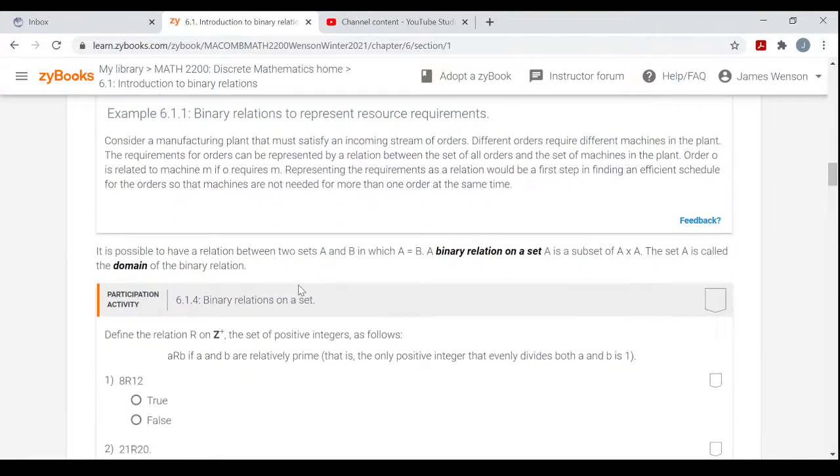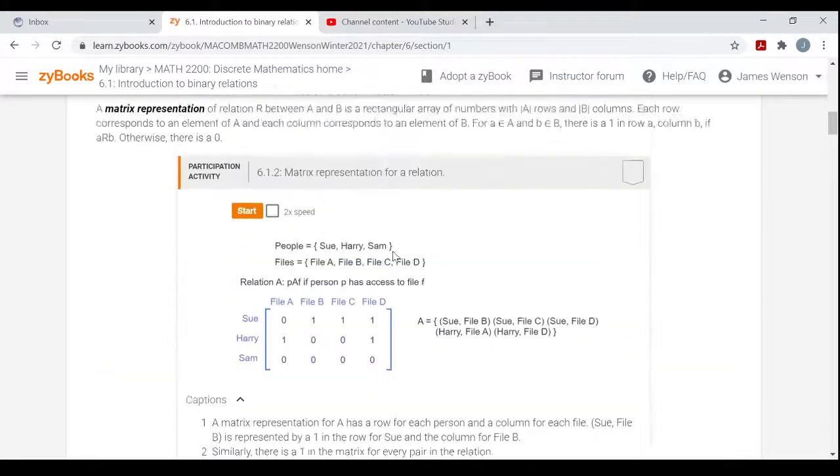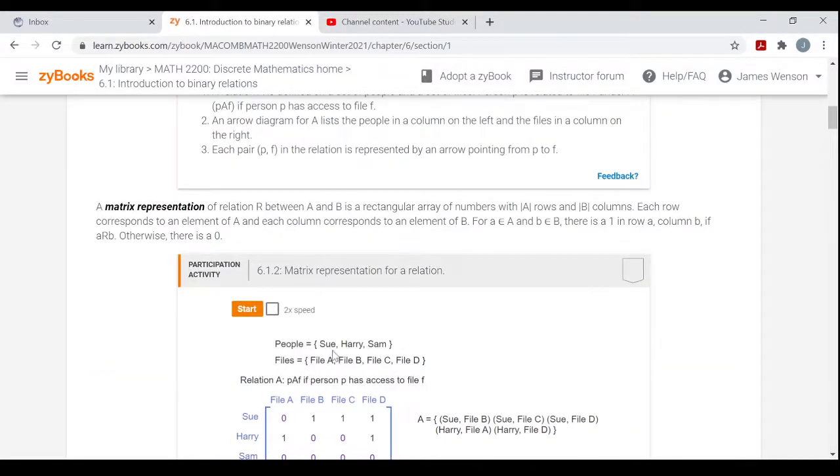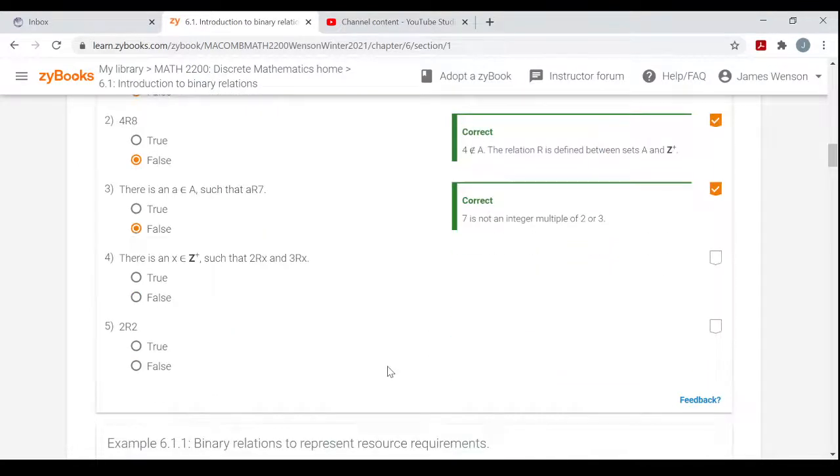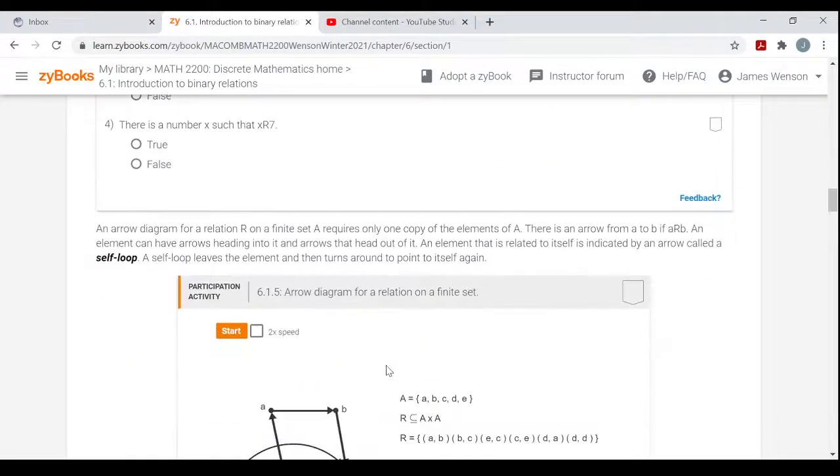All right, now, it is possible to have a relation between two sets A and B in which they're equal. Like my last example, from the set with 2 and 3 in it to the set with all positive integers. Those are clearly not the same set. Or that set with people to this set with files. They're clearly not the same set. But what if we do have two sets that are exactly the same?